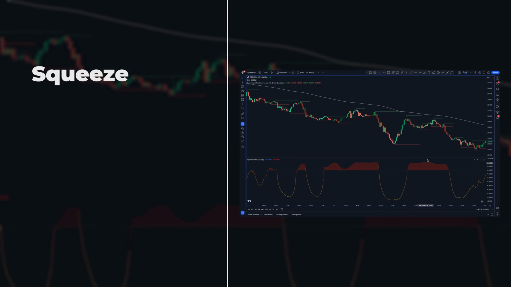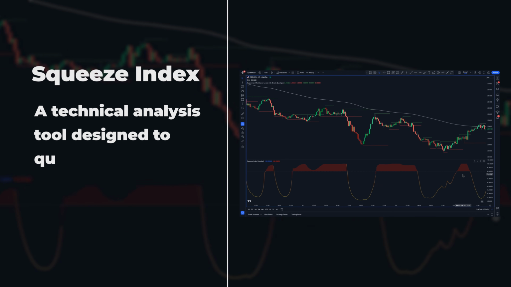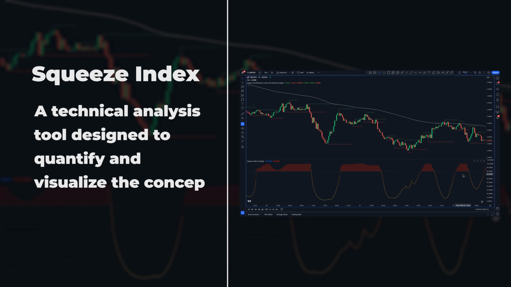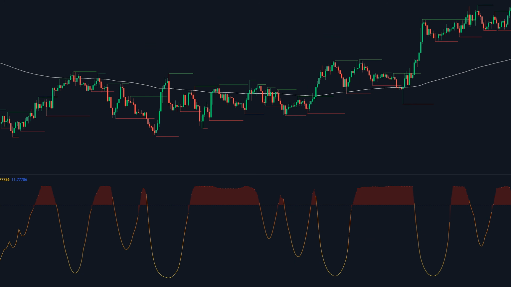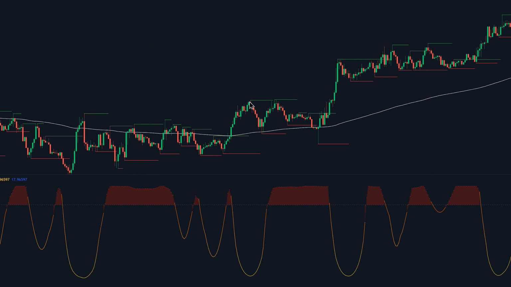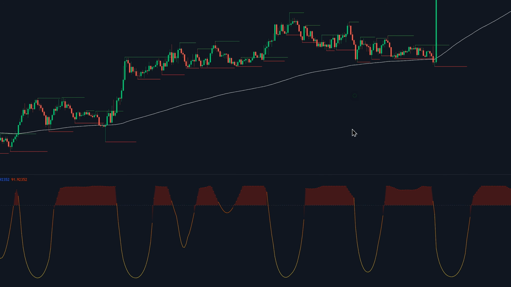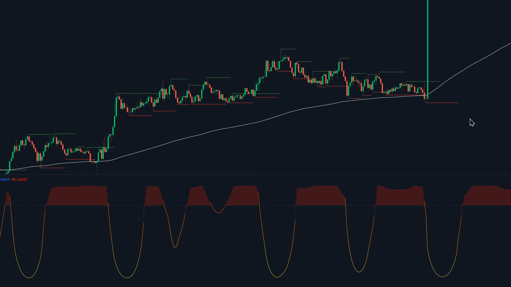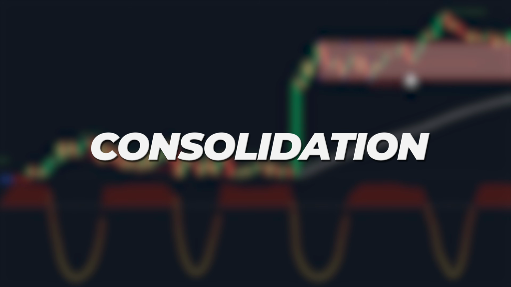Now, the squeeze index by Lux Algo is a technical analysis tool designed to quantify and visualize the concept of price squeezes in financial markets. Now, a price squeeze is a situation where the price of an asset is compressed within a narrow range, indicating a period of low volatility and limited price movement. This state of compression is also referred to as a range or a consolidation.